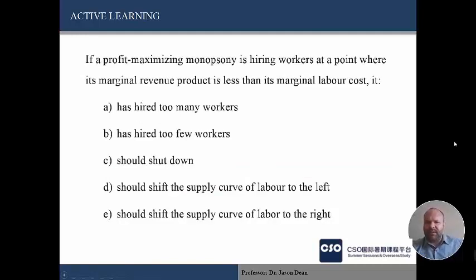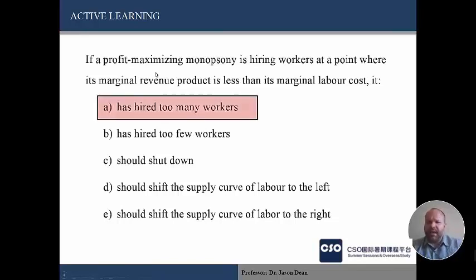If a profit maximizing monopsony is hiring workers at a point where its marginal revenue product is less than its marginal labor cost, let's think about this. So it's at a point in terms of its hiring where the marginal revenue product, so that's the marginal benefit of hiring a worker, is less than its marginal cost. That's not good. So that must mean that the monopsonist has hired too many workers. So the answer there is A.